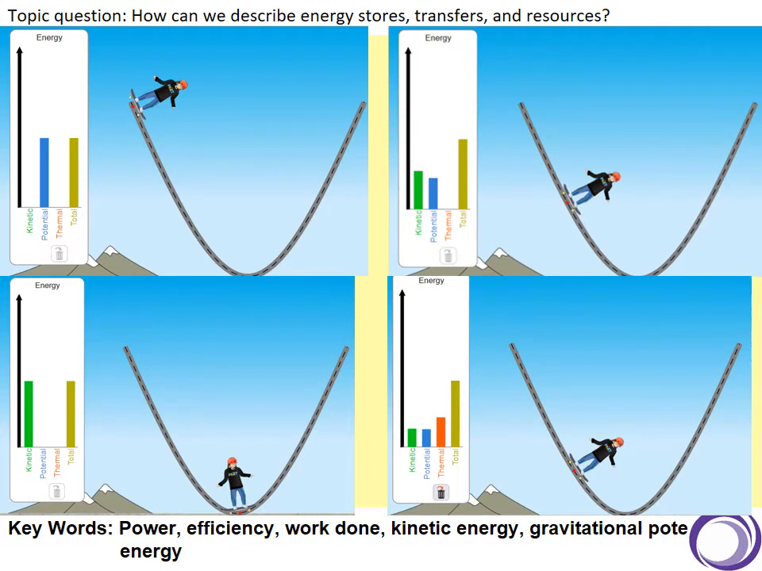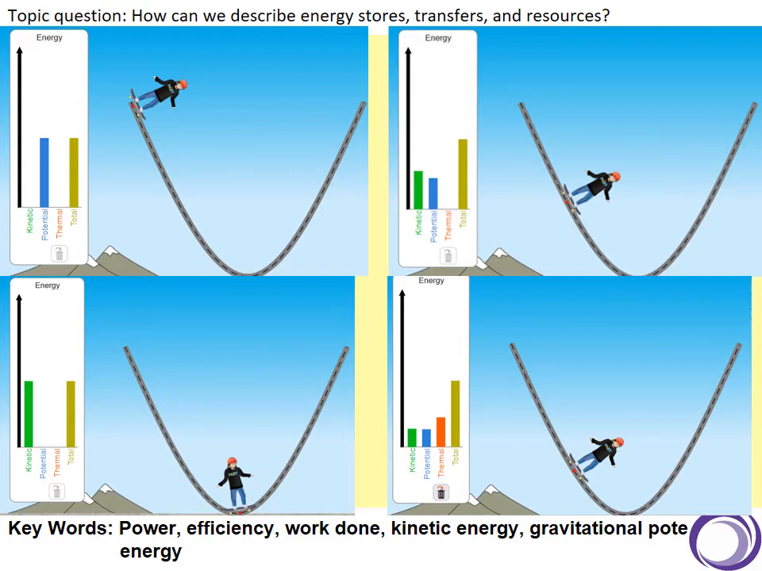On this slide, I have taken some screenshots of what those animations would look like. So at the top left, when the skateboarder is right at the top of the ramp, you see that where the yellow bar is, that's the total amount of energy that they have, and that will match their gravitational potential energy. So that will be the most energy that they will have throughout their journey.